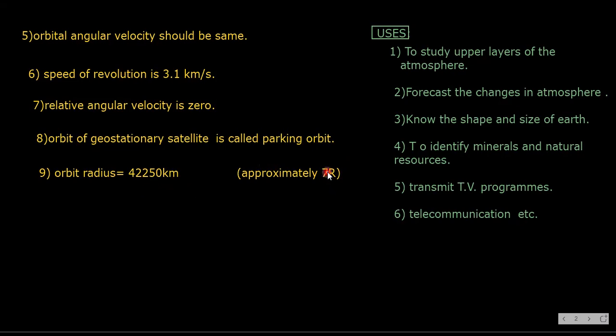Okay, so what are the uses of this geostationary satellite? First one, to study the upper layers of the atmosphere. In the upper atmosphere, gas concentration and temperature changes, everything we can study by using this geostationary satellite. Forecast the changes in the atmosphere. Next, know the shape and size of the Earth.